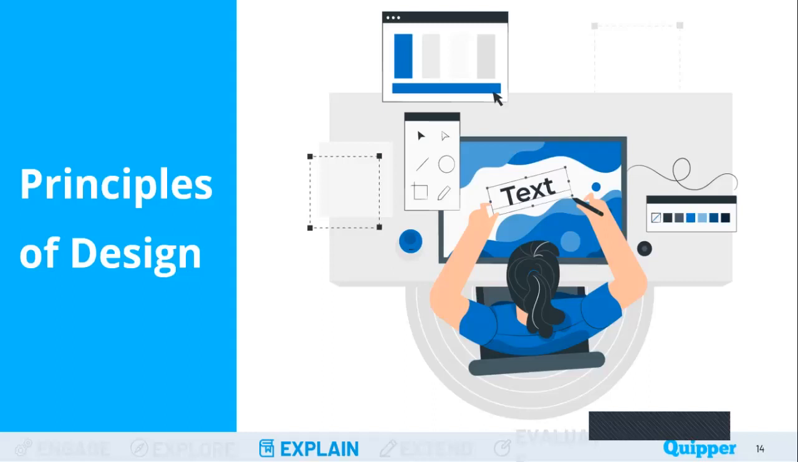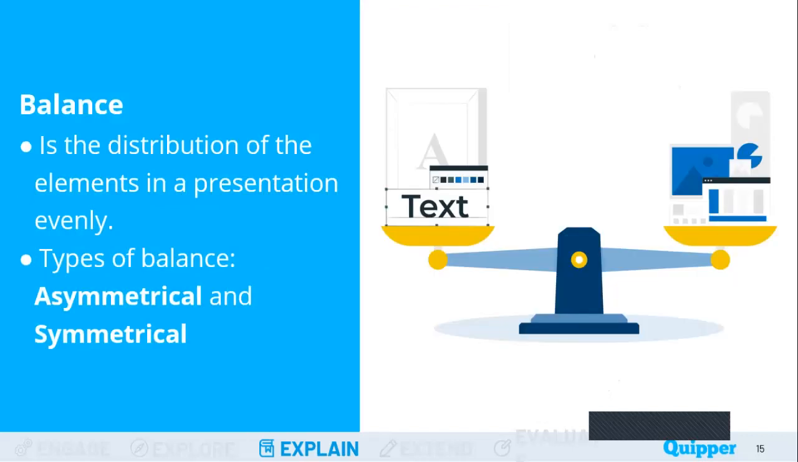Next, there are principles of design. First, we have balance. It is the distribution of the elements in the presentation evenly. From the word balance, the presentation is evenly presented. And there are types of balance. We have asymmetrical and symmetrical. Okay?